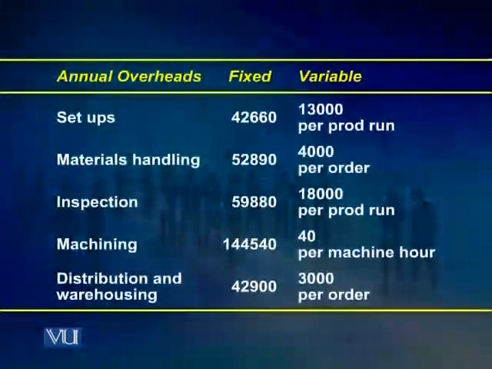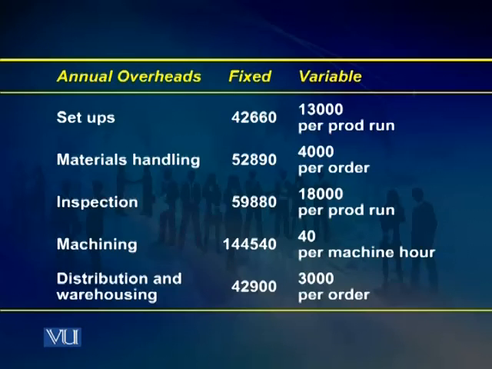Next, we show details of annual overheads. Fixed overheads have been shown separately, and variable overheads. The activities given on the left-hand side are setups. Fixed costs for setups are 42,660, and the variable cost is 13,000 per production run. So from here we can see that the cost driver for setups is production runs, and the cost driver rate is 13,000 per production run.